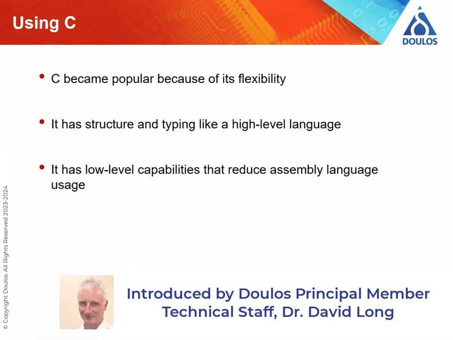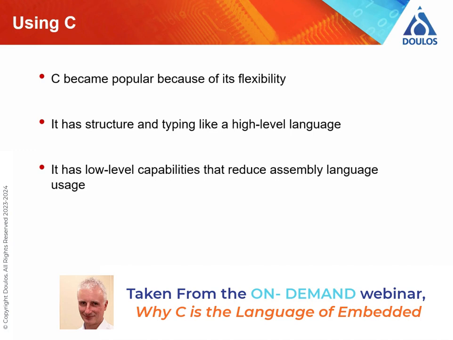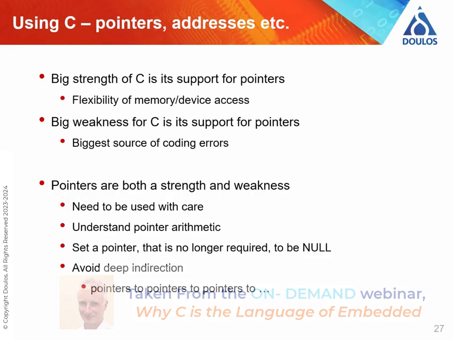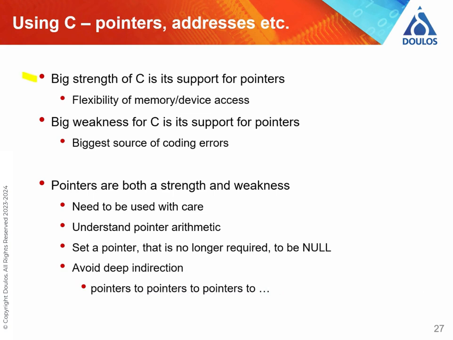So C became popular because of its flexibility. It has structure and typing, just like a high-level language. It has low-level capabilities, and that means you don't need to use assembly language in the same way. So C has some big strengths, and its biggest strength is probably its support for pointers.